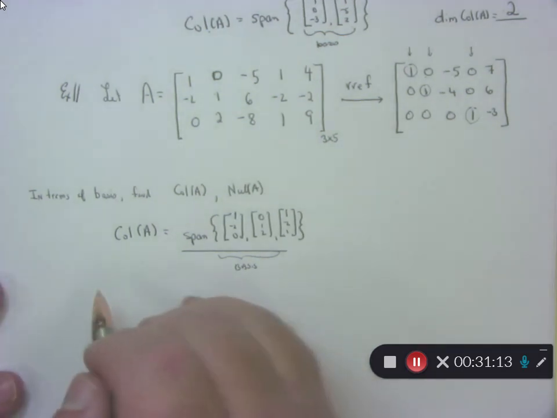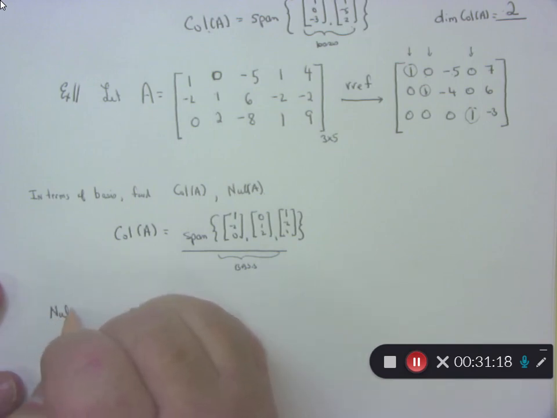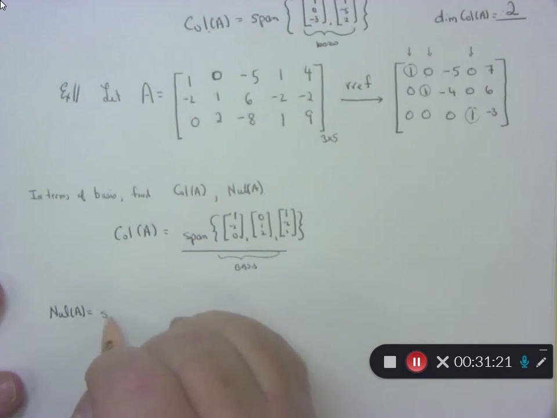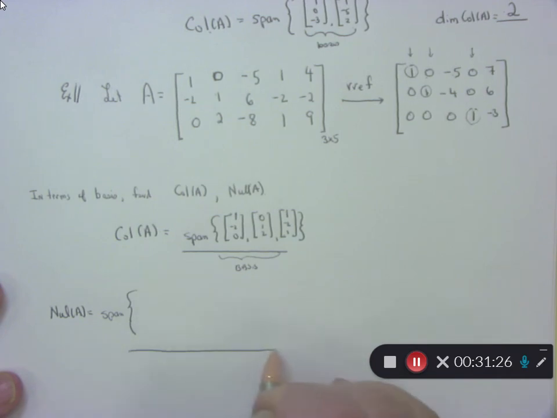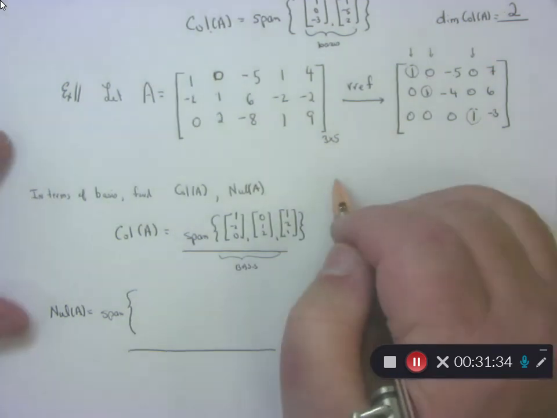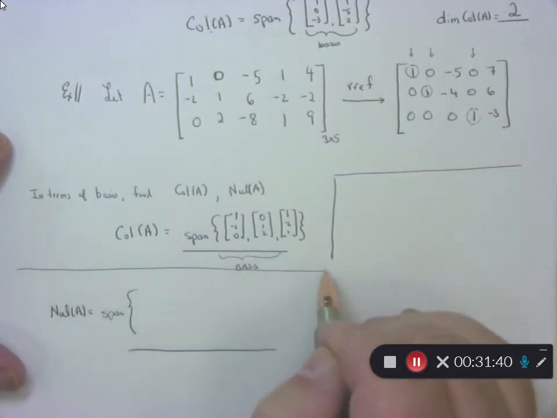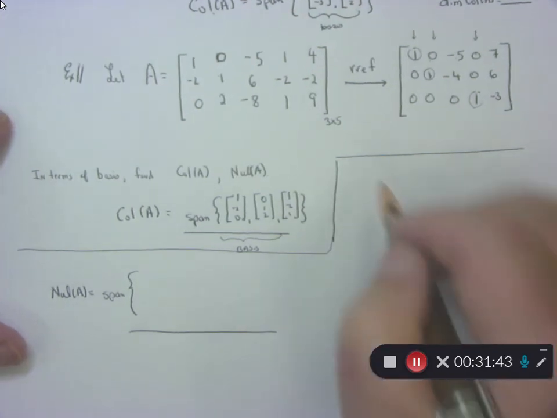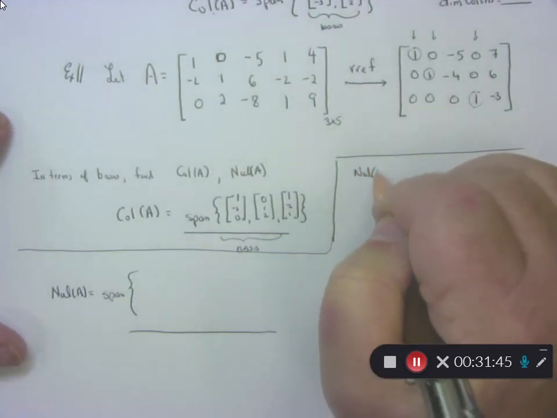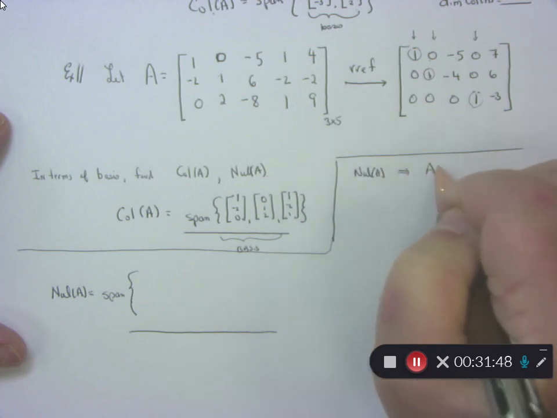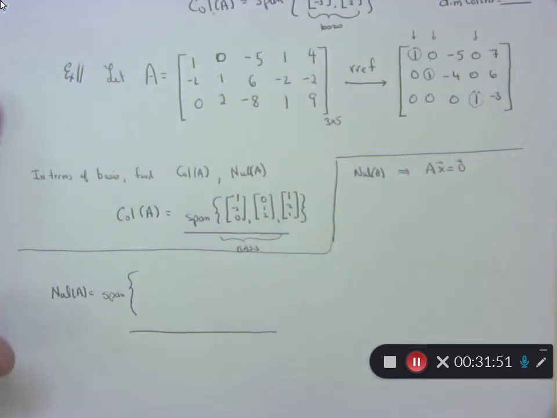Now, could you please tell me the basis for the null space of A? So I'll write them over here. The null space of A would be equal to the span of a set of vectors. Now, for the null space of A, you have to work a little bit harder, because what does the null space stand for? Okay, so let me just draw this. For the null space of A, that implies that A times x equals 0.